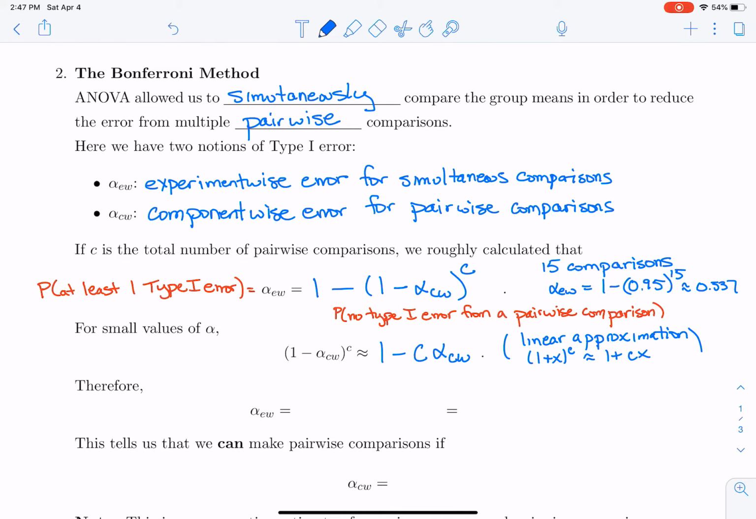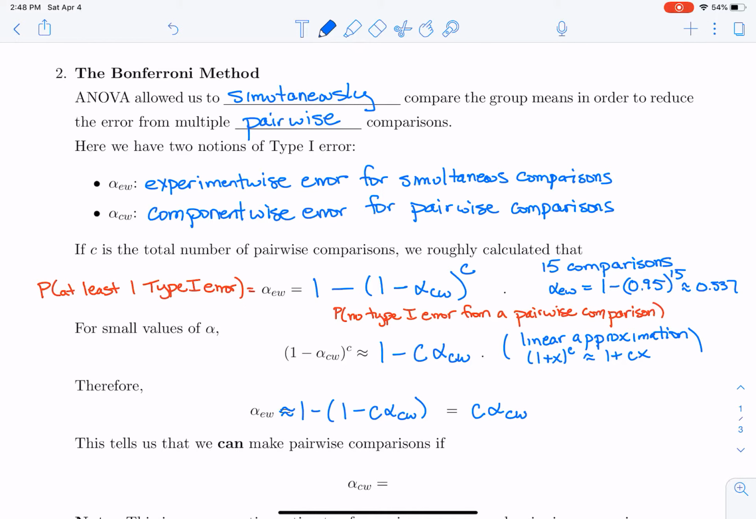So our experiment-wise error is 1 minus 1 minus c times alpha sub cw. So in other words, that's going to be just c times alpha sub cw. And that gives us an approximate relationship between experiment-wise error and component-wise error.